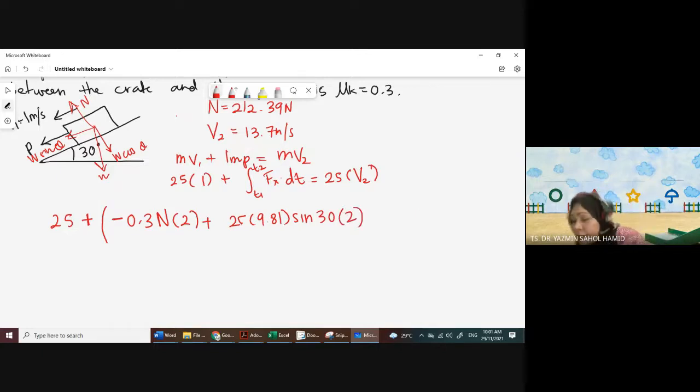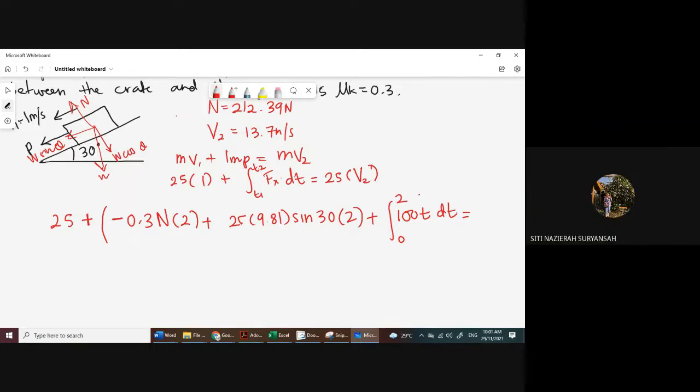Okay, apa lagi kita ada? Sekarang ni kita ada force, P. Berapa force dia? 100 T. Mungkin ini kot yang you all tak tahu. So, yang ni kena integrate lah, 100 T, sebab dia bagi dalam bentuk T. So, time dia adalah from 0 to 2. Okay. Equals to berapa? Begitu.